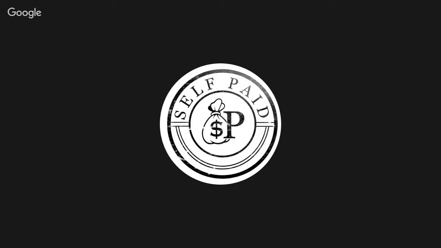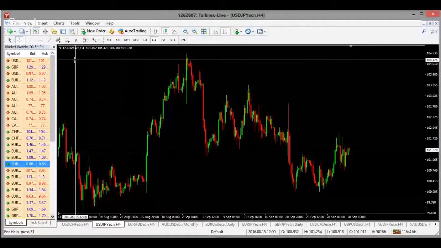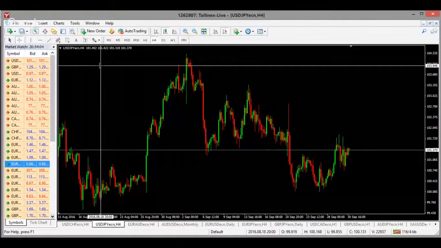Good afternoon. My name is Stevenson Lindor with Self-Paid University, and today I'll be going over how to properly draw up supply and demand zones on your chart. So first things first, I'm going to bring up a chart, and we have here USD JPY.